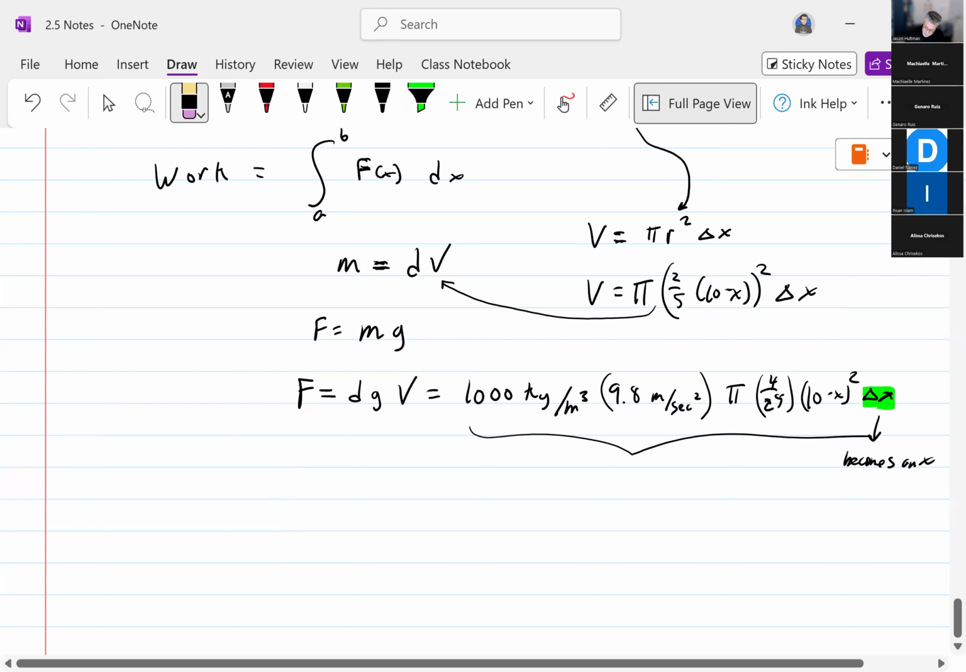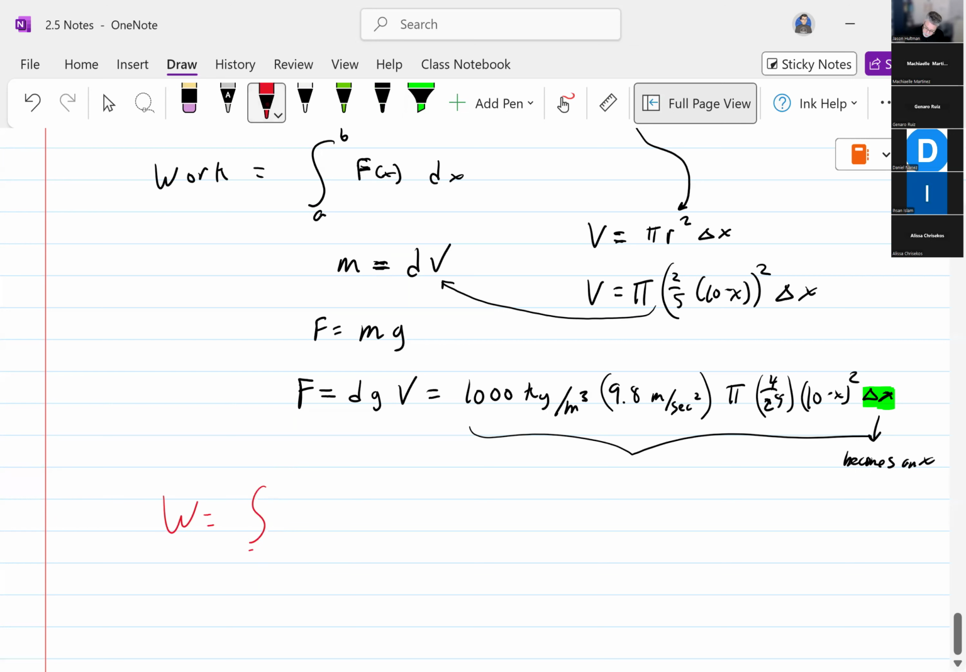Let me get rid of this. The work done is the integral from 2 to 10 of 1,000 times 9.8 times 4 pi over 25 times (10 minus x) squared times x dx. Easy, right?